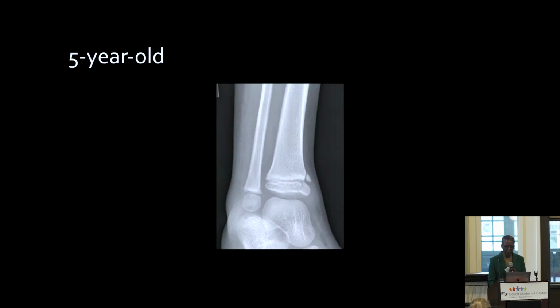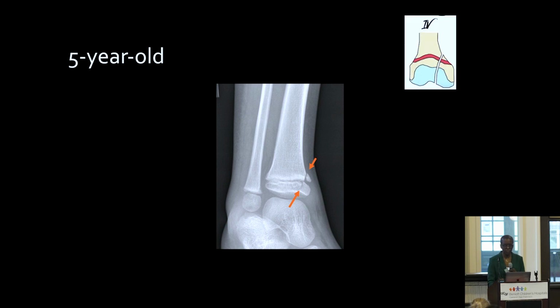So here's a 5-year-old that comes in with a fracture, and you can see the fracture goes from the metaphysis through the growth plate into the epiphysis and through the joint space. And so this is a Salter-Harris 4 fracture.